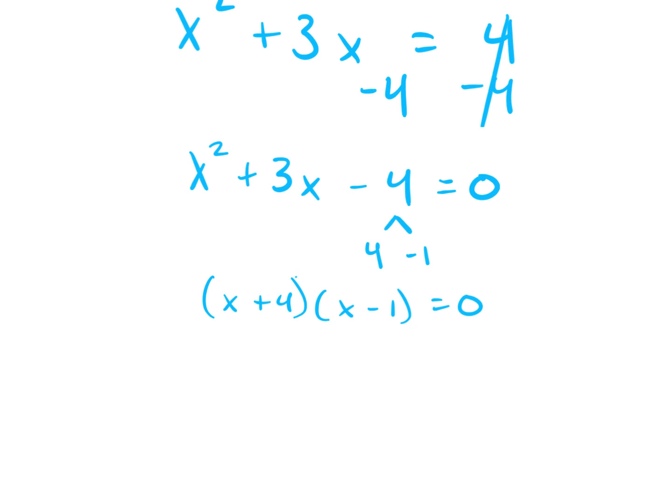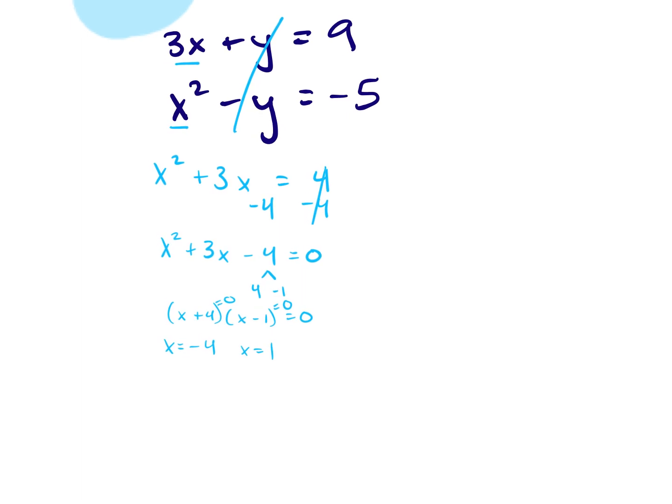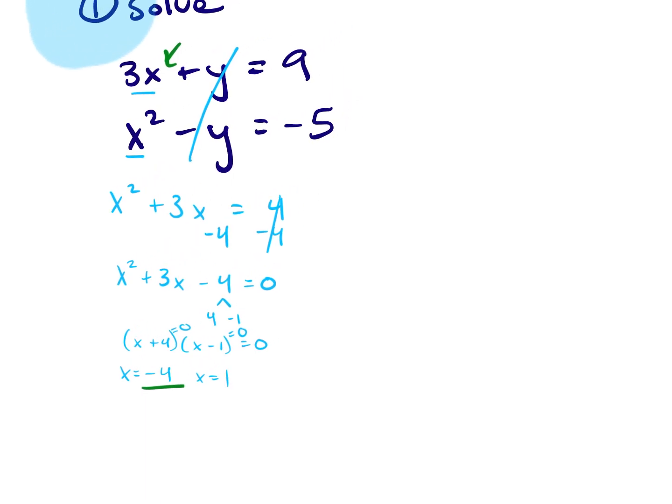Set them both equal to 0. So what does x equal? Negative 4 and positive 1. So we found the x's. Are we done? No, we still have to find the y. So we're going to take x and plug it into the x in our equation. I would say plug it into the first one because it kind of looks easier, but you can plug it into either one. So we have 3 times negative 4 plus y is equal to 9.